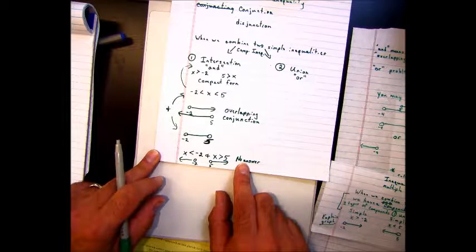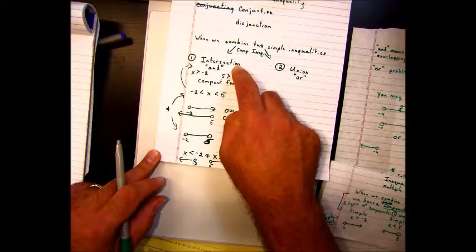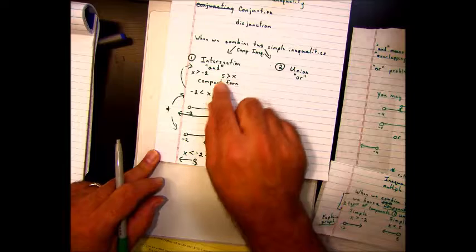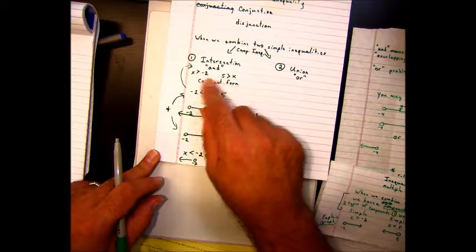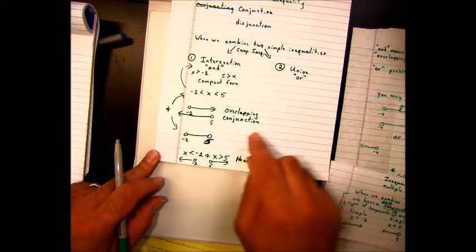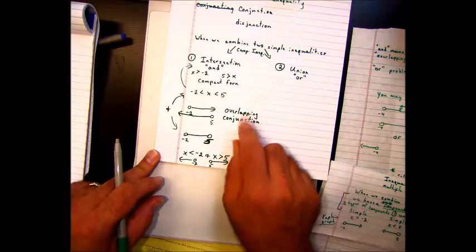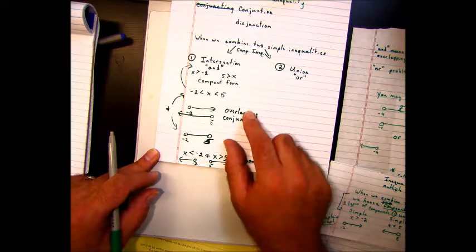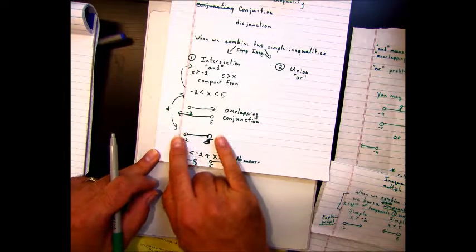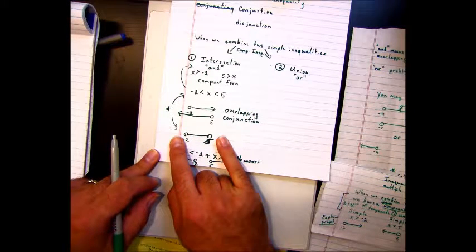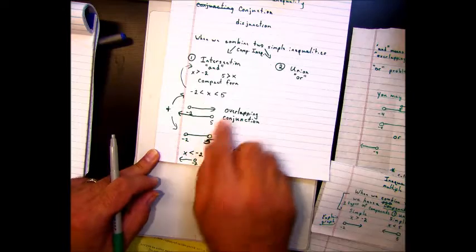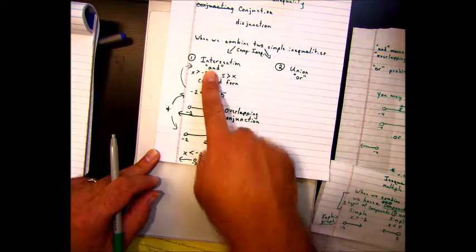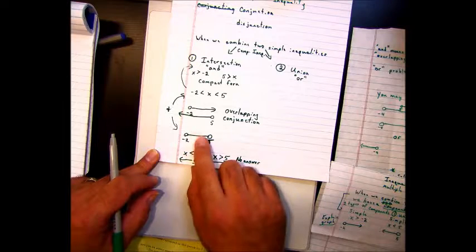Okay? So all intersections are AND problems. All AND problems can be written in compact form. All compact form problems are conjunctions. All conjunctions overlap. All overlapping means you have to be in between. Okay? So when you see this, you have to recognize it's an AND problem, and your graph should look like this in the end.